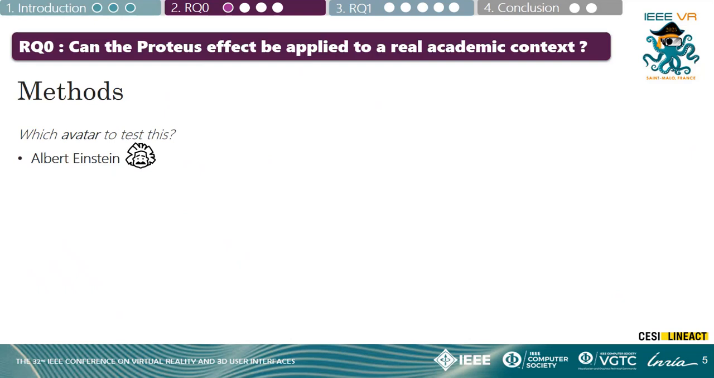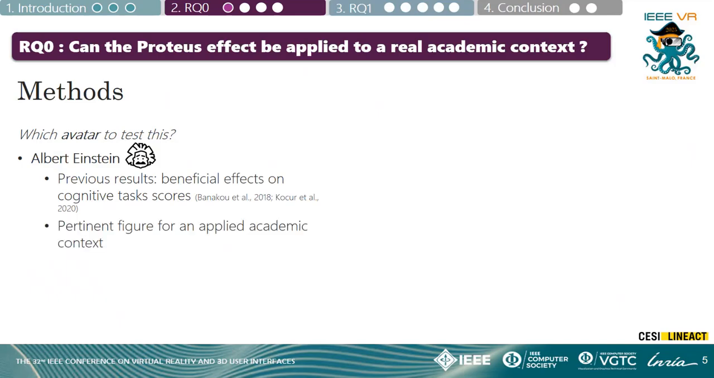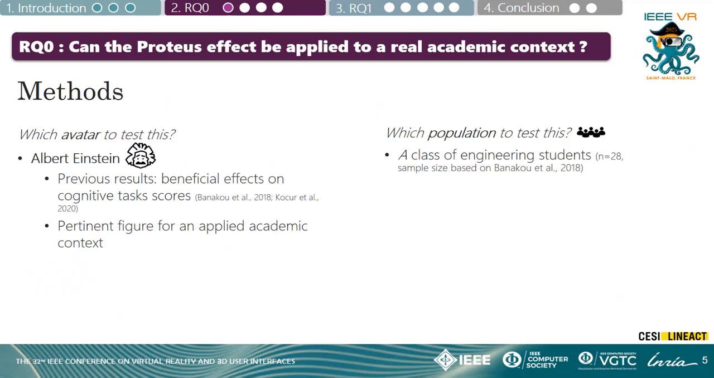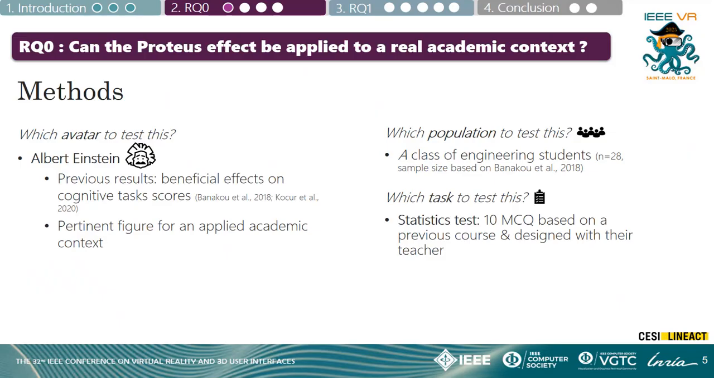To test this first research question, we chose to use an avatar of Albert Einstein. We did so firstly because previous research has already shown its positive impact on cognitive tasks, and secondly because it's a very pertinent figure to use within an applied academic context, as it relates to intelligence and scientific success. The participants of this experiment were all recruited from the same class of third-year engineering students.